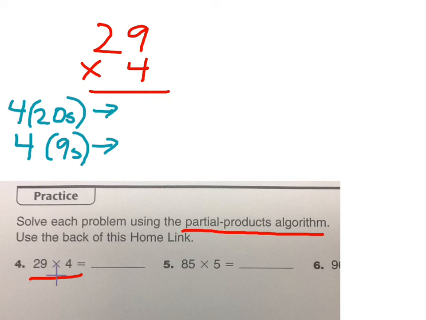If you know another method, like the lattice method or something else you've learned, you can do it 2 ways and check to make sure they're right. But please at least practice the partial products algorithm just so you can learn more than one way to do it.